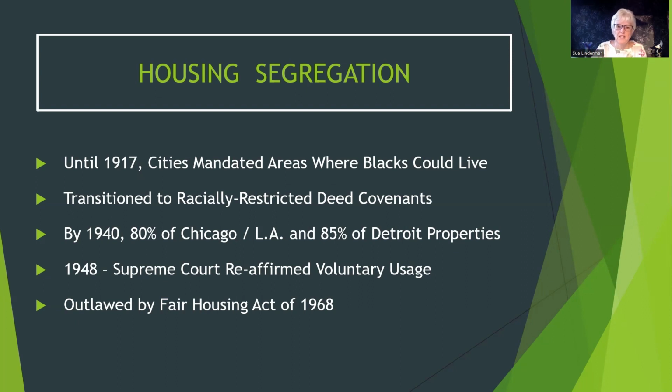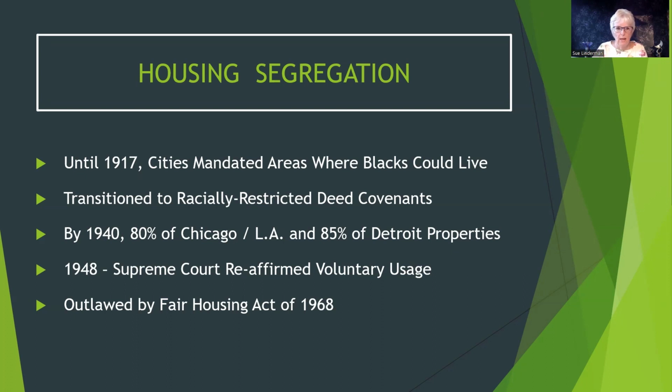There was an attempt in 1926 to say that even that should be unconstitutional. But the court, in its decision that year, said, nah, they're okay. It's all right to do that. And so by 1940, 80% of the properties in Chicago and LA and 85% of the properties in Detroit, as an example, carried these racially restricted deed covenants. You could only sell your house, your property, to another white person.